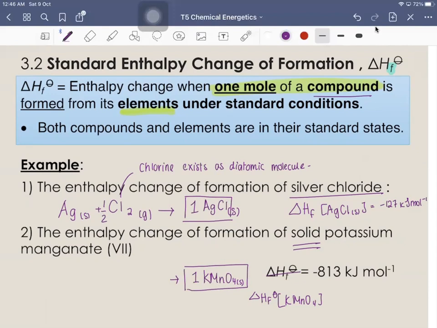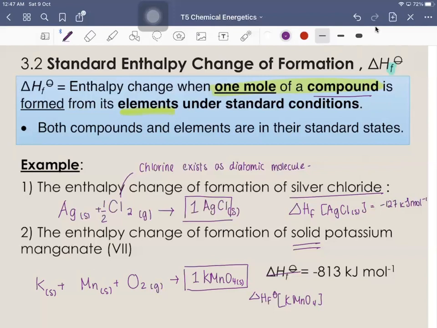So first I need to list down. I know that there's potassium. I also know that there's manganese. And I also know that there's oxygen. Now be careful with oxygen. It exists as a diatomic molecule. So I have to write down O2, right? Next is the standard state. Potassium is a group 1 metal, solid. Manganese is a transition metal, solid. Oxygen is a gas.